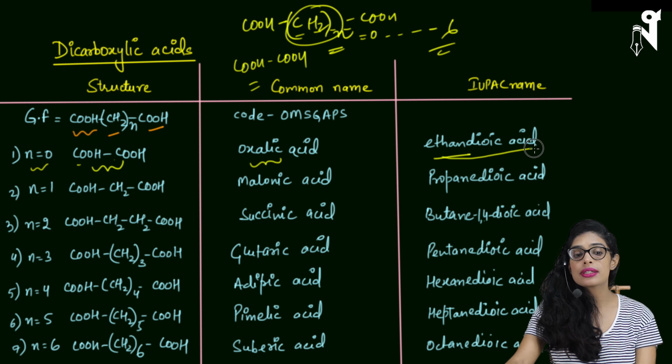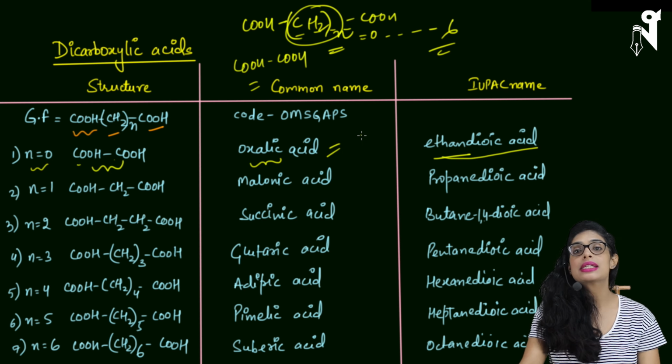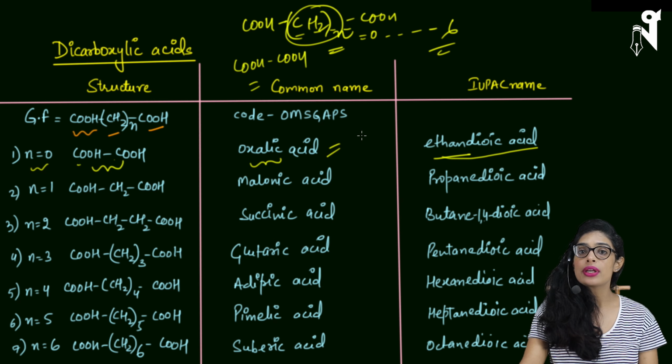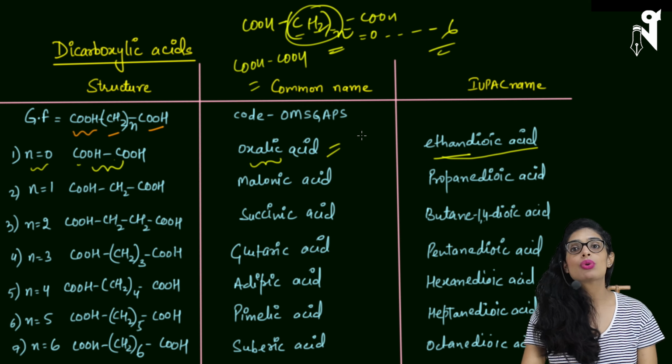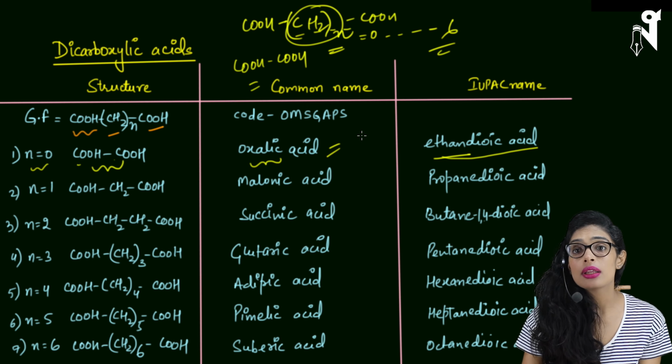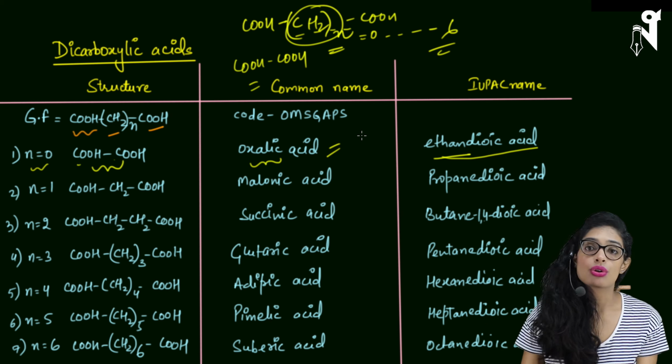You must know how to write these names, but common names are important too. Basically, when they have to confuse you or complicate the question in any competitive exam, rather than giving you the IUPAC name, they will give you the common name, and you must know the representation of those common names.